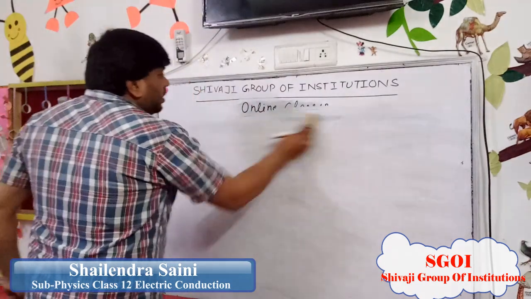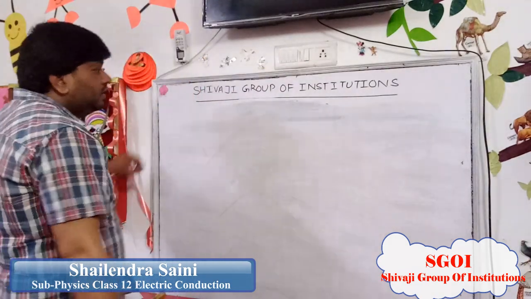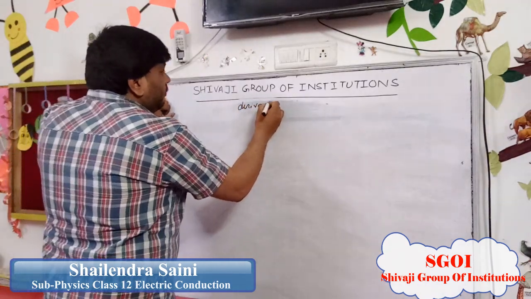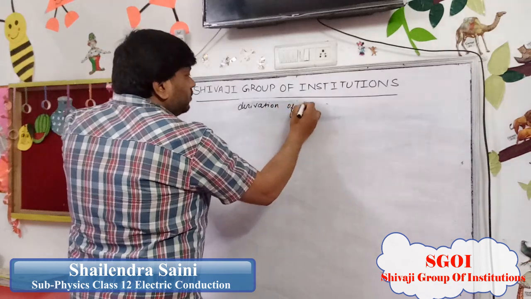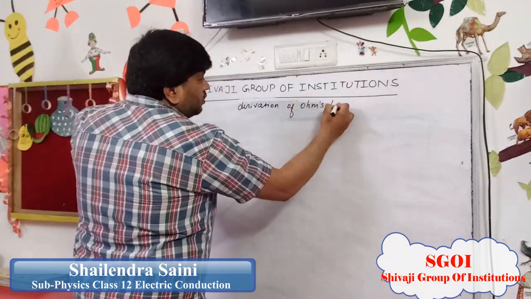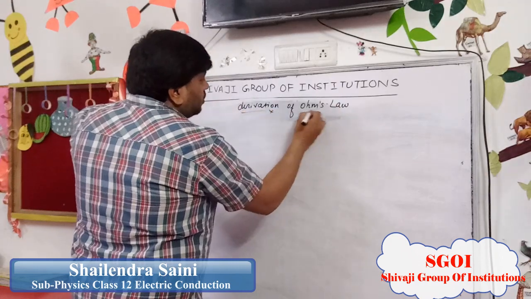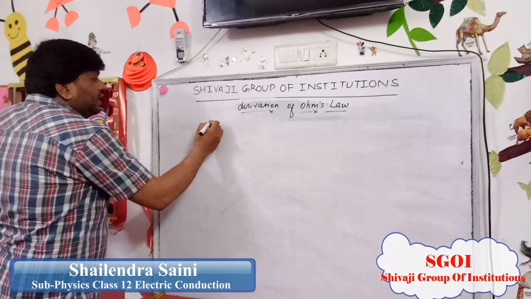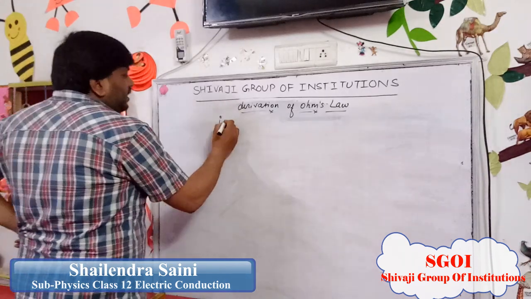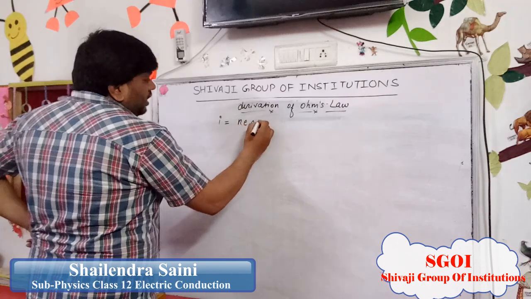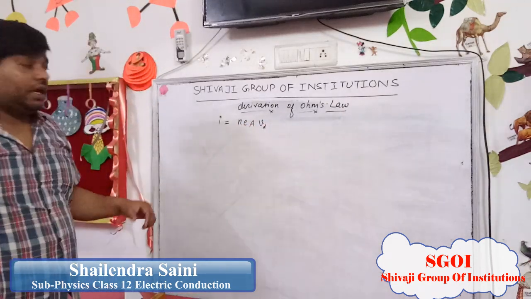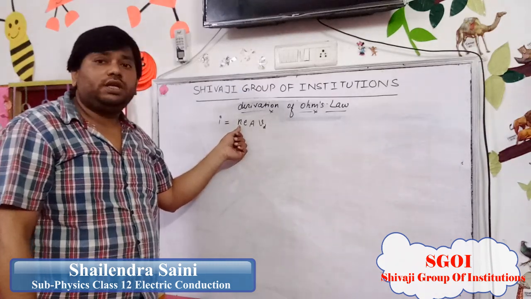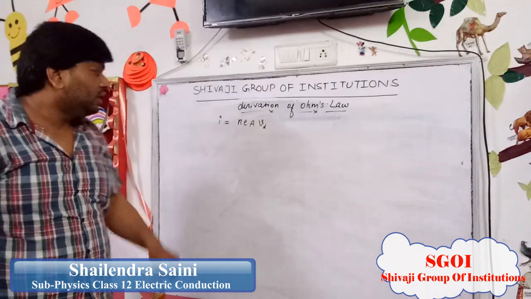Now we will talk about the derivation of Ohm's law. Let's start with the derivation of Ohm's law. As we know, in case of a conductor, we have derived this relation I equal to nEAVd. Keep in mind, n is what? n is the number of electrons per unit volume.